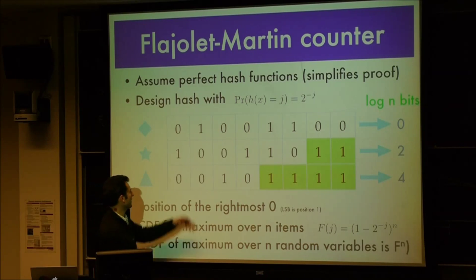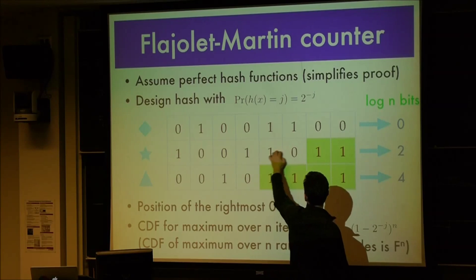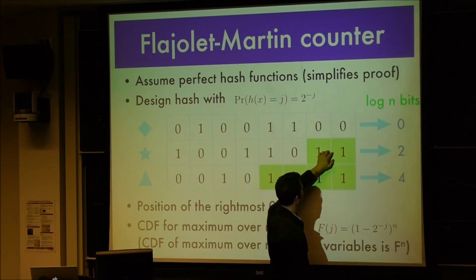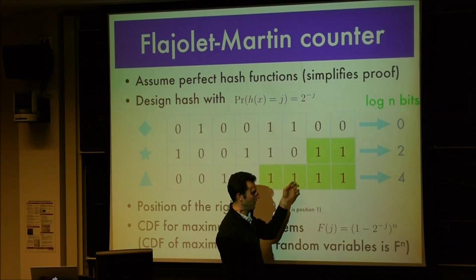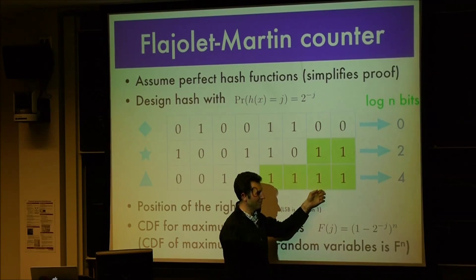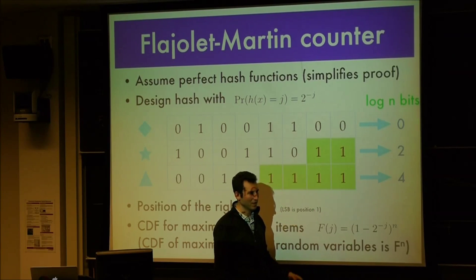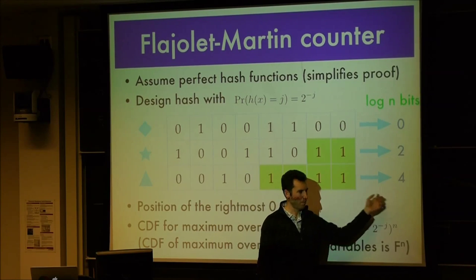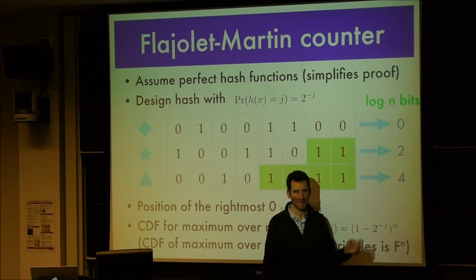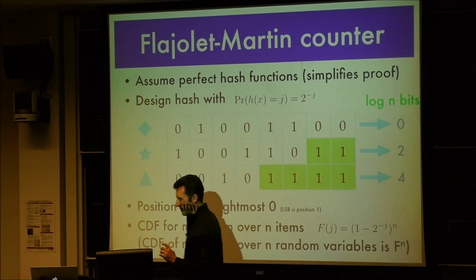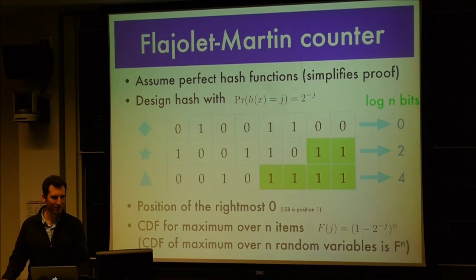In other words, if I see this object and I compute this hash, well, that's a 0. If I see this hash, then it's a 2, maybe this is a 4. By doing this, in the end, after viewing the entire data stream, I'll get some number which is the largest number of consecutive ones. So my puzzle question for you is, why is this a good idea?